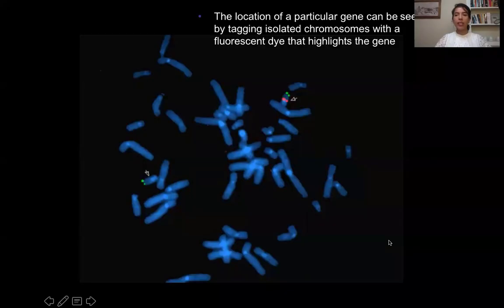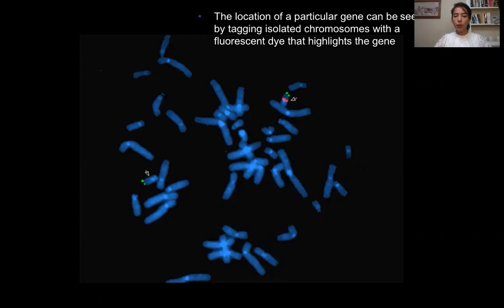I would like to start this class by asking you to look at this figure and see if you can guess what this is. Okay, so hopefully you figured it out. These are chromosomes. These chromosomes are in metaphase.